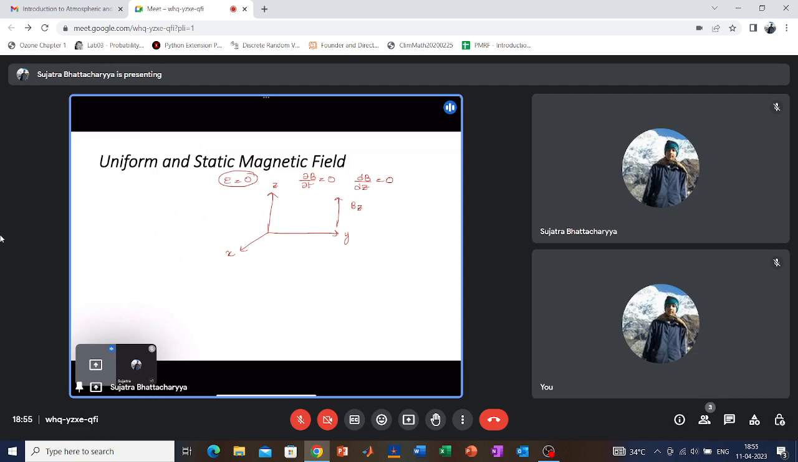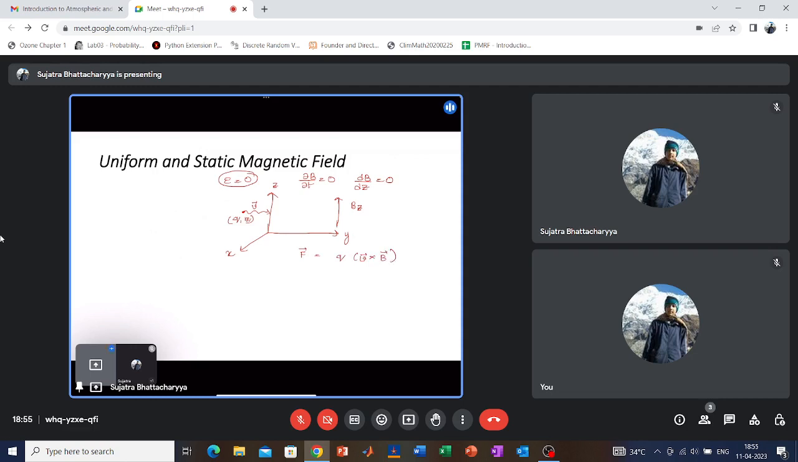Again, a particle with charge Q and mass M is moving in this direction with a velocity V. So what is the influence of this magnetic field, which is only in the Z direction, on this particular particle? This is what we need to see. But before that, we can easily derive the energy. So what is the expression of the force? The force comes out to be F equals Q into V cross B.